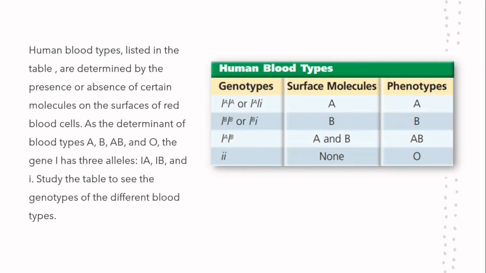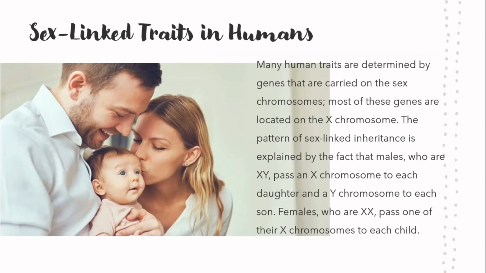Sex-linked traits in humans. Many human traits are determined by genes that are carried on the sex chromosomes. Most of these genes are located on the X chromosome. The pattern of sex-linked inheritance is explained by the fact that males who are XY pass an X chromosome to each daughter and a Y chromosome to each son. Females who are XX pass one of their X chromosomes to each child.